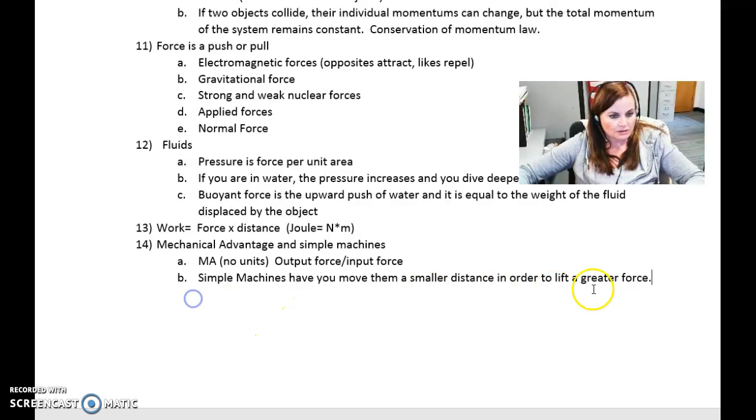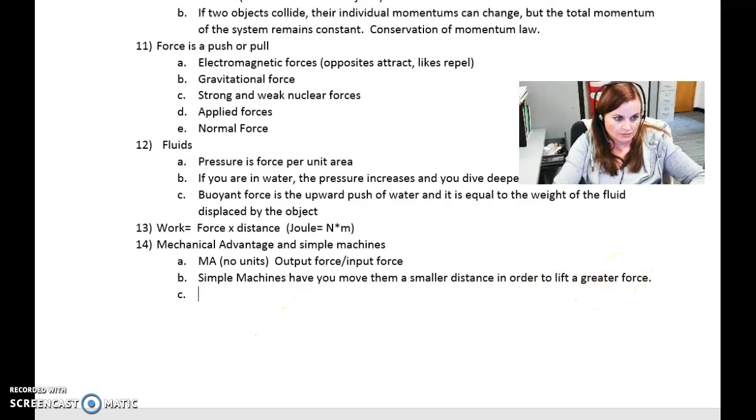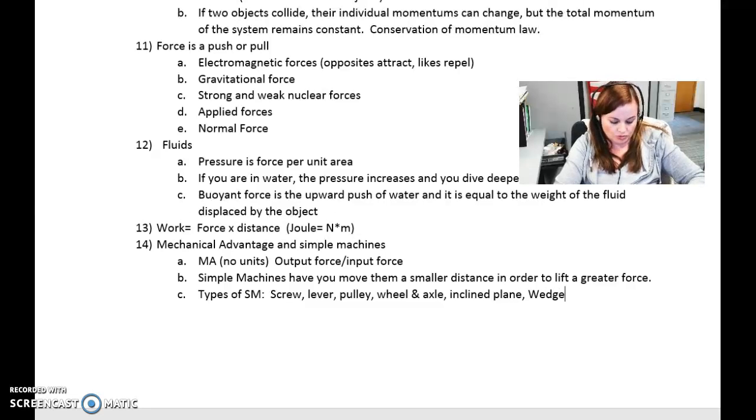Types of simple machines would be things like a screw, a lever, a block and tackle or a pulley, a wheel and axle, a ramp or an inclined plane they call it, a wedge. So I think those are all of them. Okay.